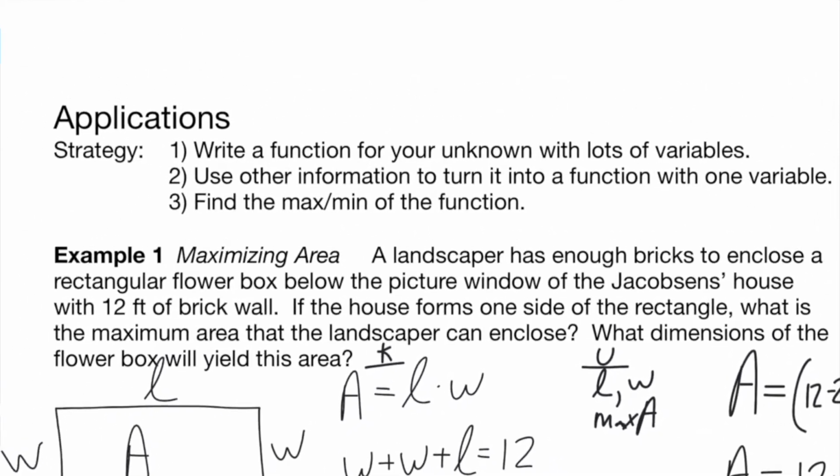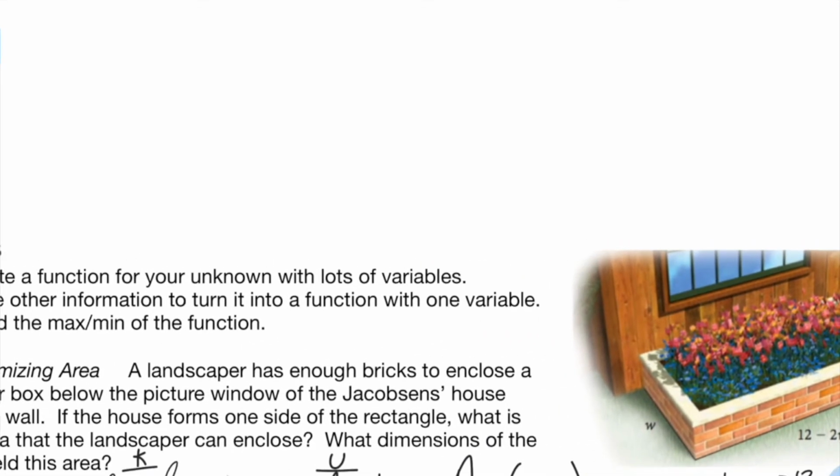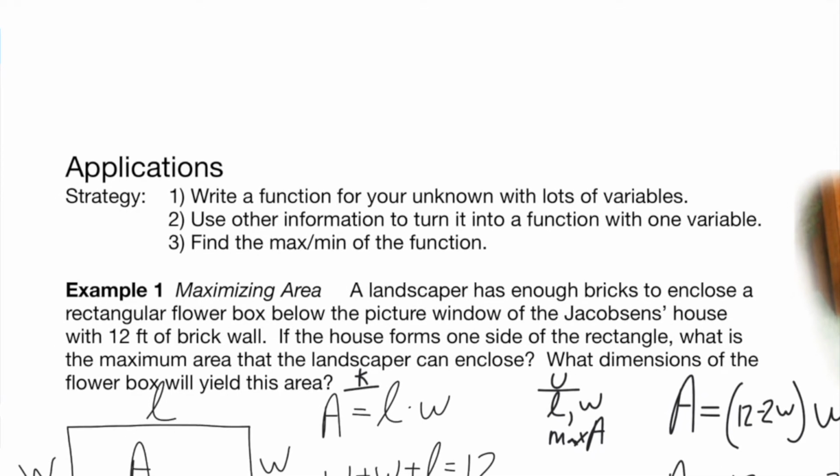So let's take a look at this. Maximizing area. Landscaper has enough bricks to enclose, as you can see right here, a rectangular flower box below the picture window of the Jacobson's house with 12 feet of brick wall. If the house forms one side of the rectangle, what is the maximum area that the landscaper can enclose? What dimensions of the flower box will yield this area?